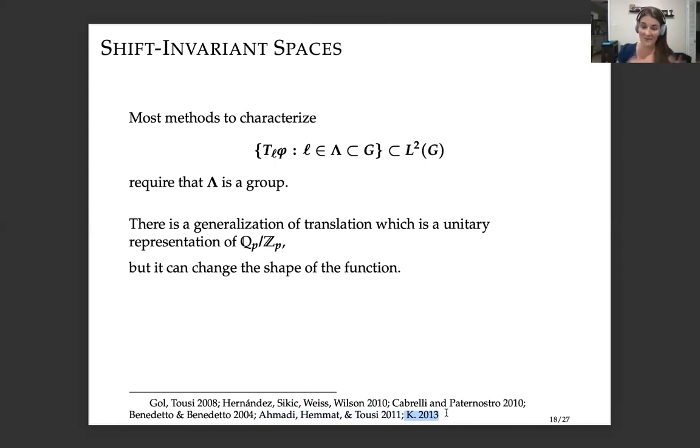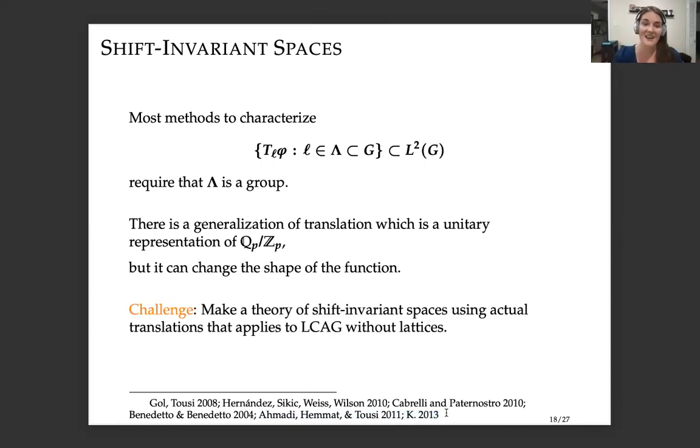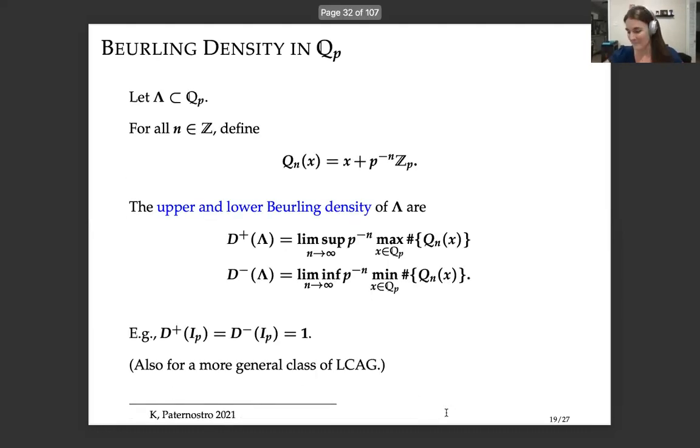So if you have this translation operating on a very nice function, it's fine, but it has some properties that are less than desirable. So my challenge is to figure out how to make a theory of shift invariant spaces that uses actual translations that you can use over locally compact abelian groups without lattices. This is a challenge to those of you sitting here listening, who are the world leading experts in shift invariant spaces.